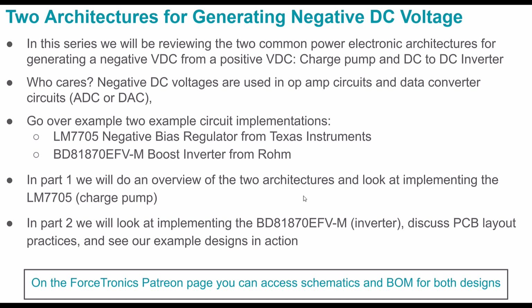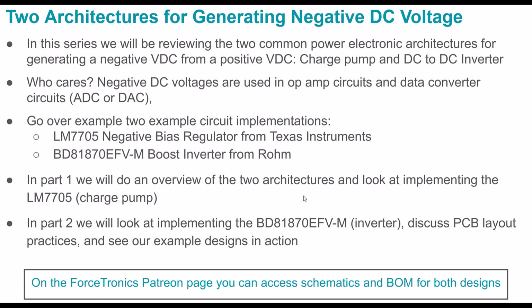For data converters, if you have a differential data converter, or once again, you want to capture a voltage level that's positive and negative, you're going to need a negative voltage power supply or bus to do that. So we're going to look at two example circuit implementations. First, we'll look at the architectures, but then we'll look at the circuit implementations. One of them is going to be with the LM7705 from Texas Instruments, and that'll be an example of a charge pump. Then we'll look at the BD81870, which is a DC to DC boost inverter from ROHM.